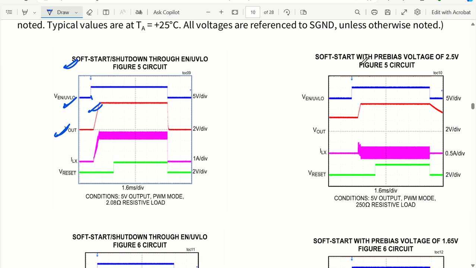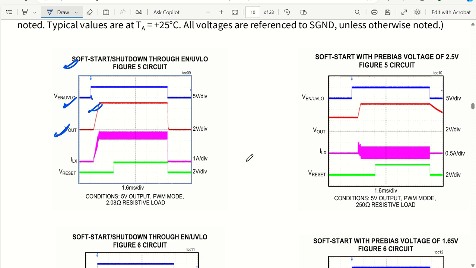Similar to that we have soft start. As you can see how it is going to start, first enable starts, then after a few milliseconds, less than 2 millisecond, my output reaches the maximum value. Similarly the current through the inductor also reaches the highest value, and you can see my reset has gone high and after that it goes low.